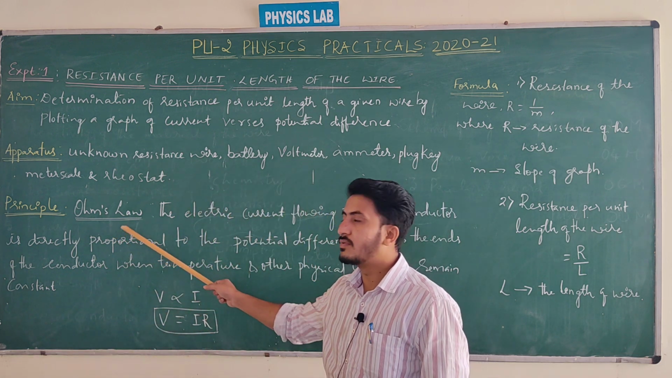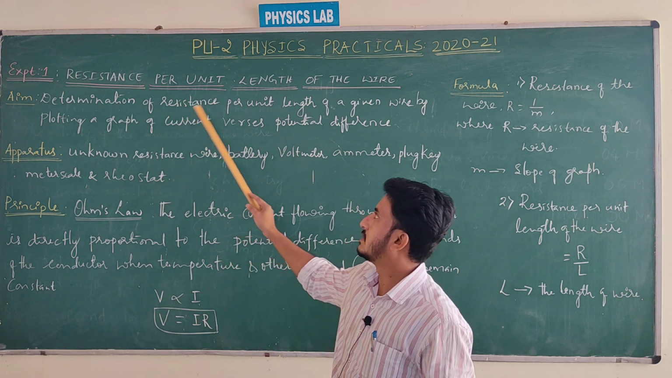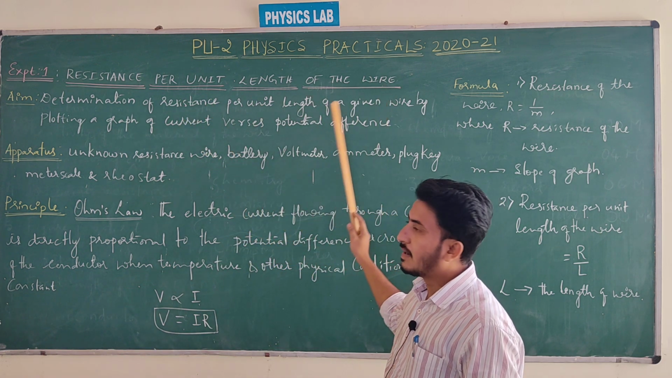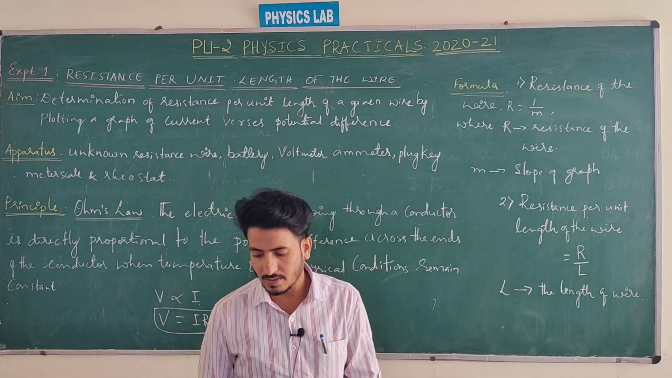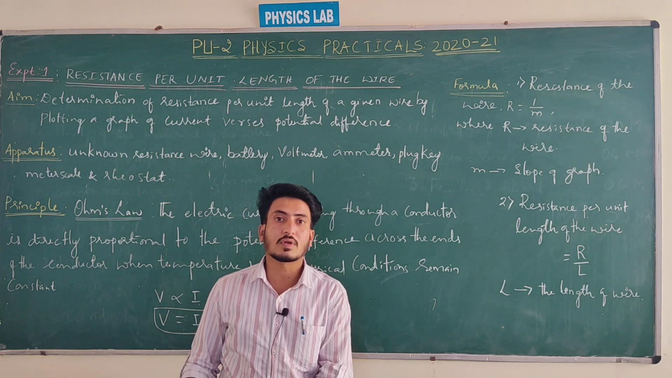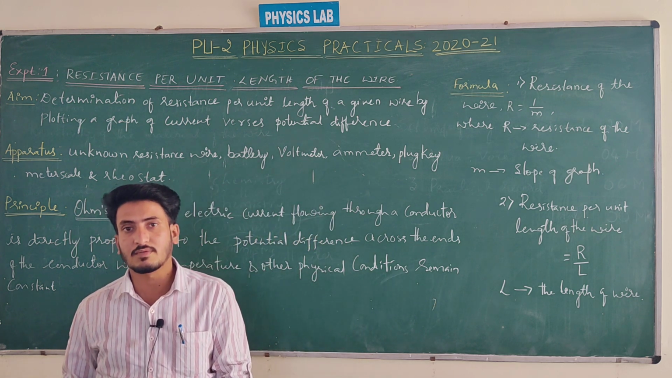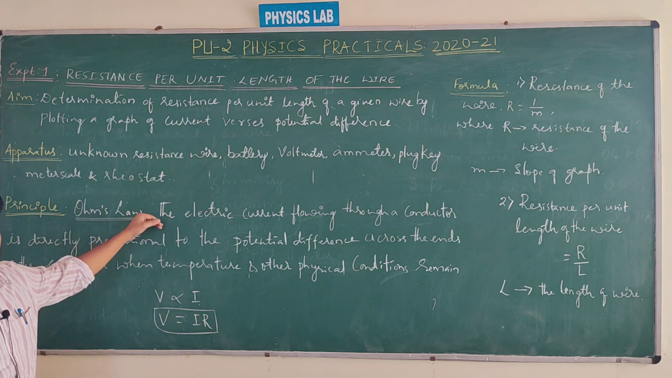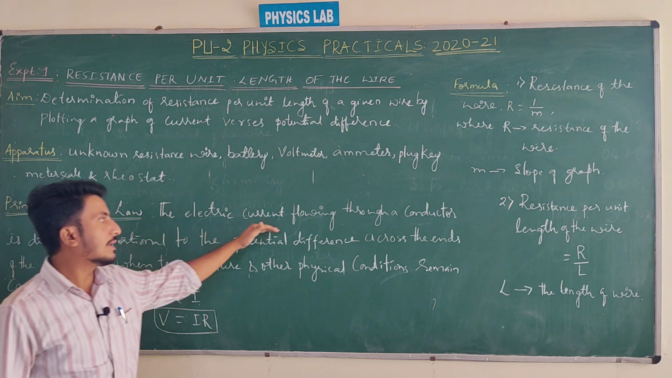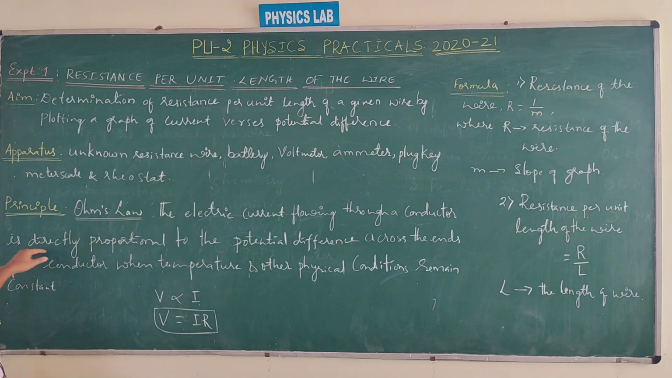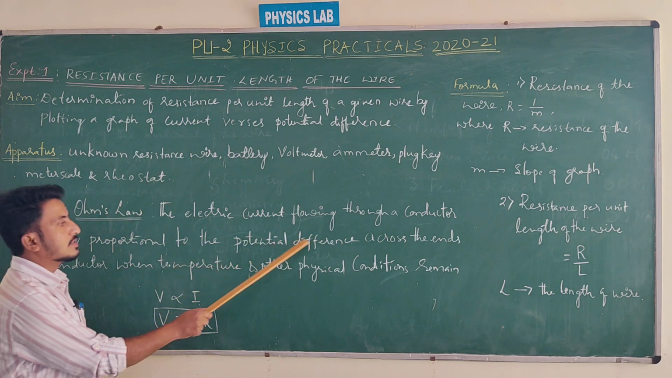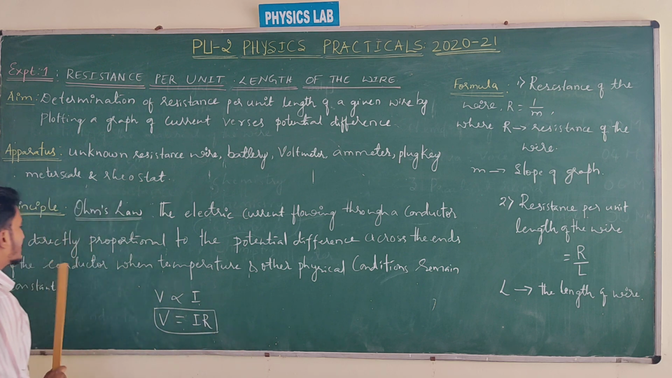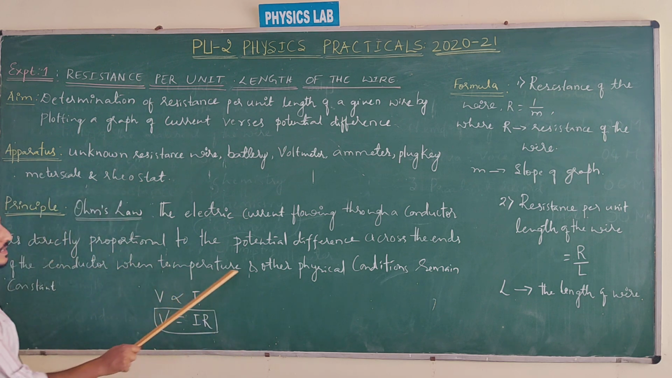Now look at how the experiment works. This resistance per unit length of the wire is based on what principle? How are we going to calculate the resistance per unit length of the wire? It is on the basis of Ohm's law. So what does Ohm's law say? Ohm's law says the electric current flowing through a conductor is directly proportional to the potential difference across the ends of the conductor when the temperature and other physical conditions remain constant.